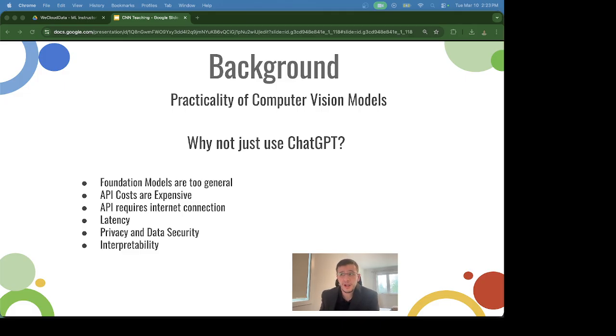Interpretability. You see how I said that really fast? Interpretability, it's a hard word to say. If you have these models yourself, you can actually look into them and do feature analysis. You can actually see why they're making the predictions that they do. Obviously, with ChatGPT, you can't do that.